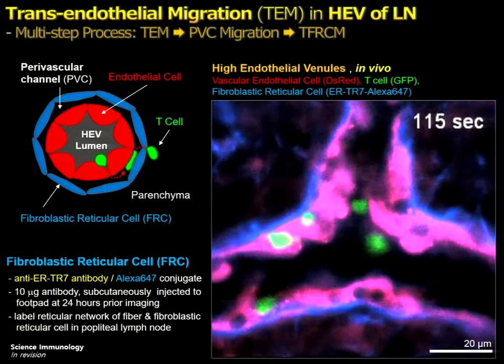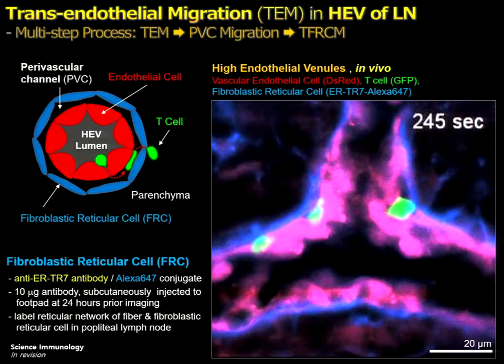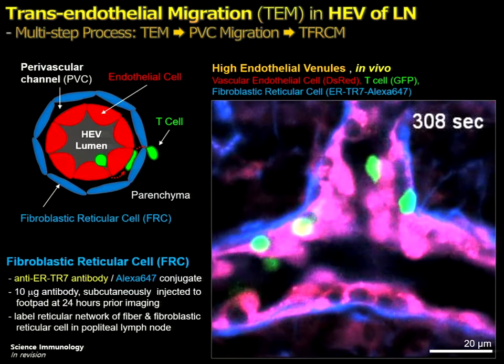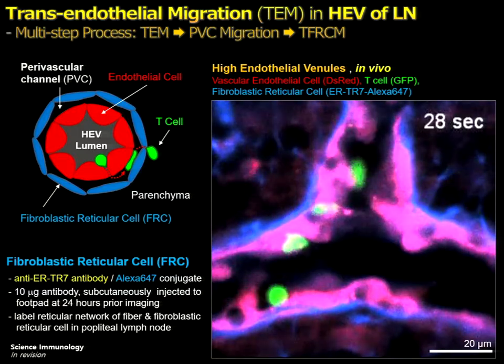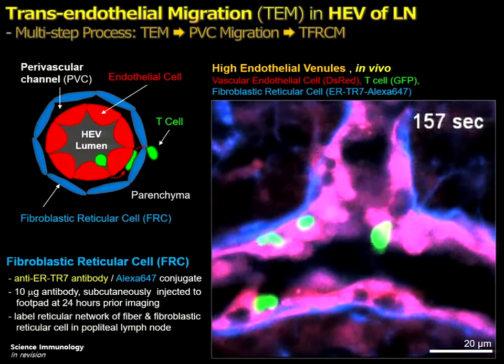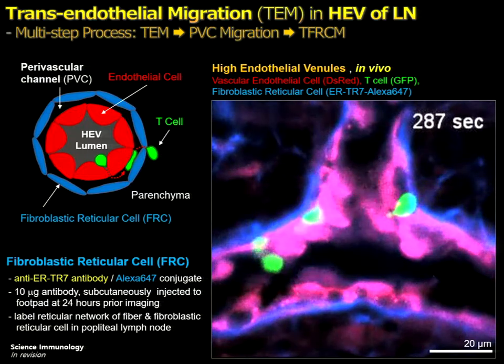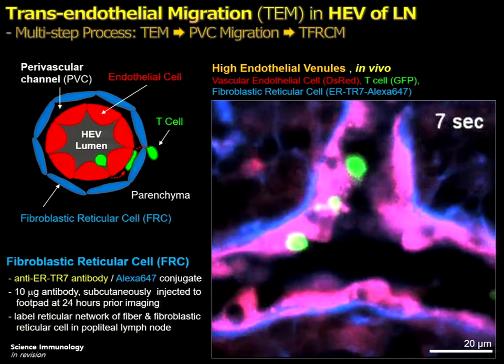So this is another ongoing work in the lymph node. Inside the lymph node, we have a very specialized blood vessel called the high endothelial venule, HEV. Inside the HEV, it has two cell layers, the endothelial cell and the FRC. In this data, this is the time scale we are fast-forwarding; it is real-time data.